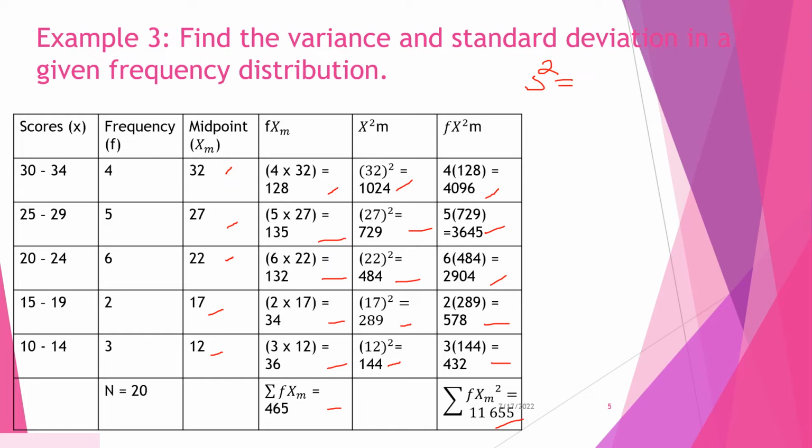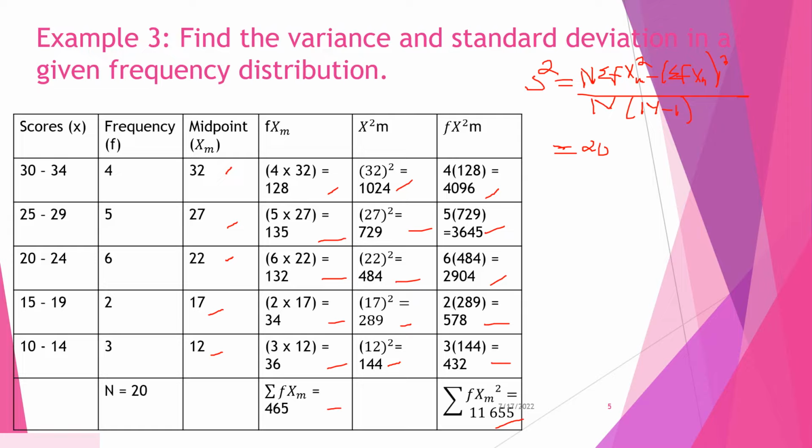To get the variance, go back to the formula. We have n times the sum of fm squared minus the sum of fm, squared, over n times n minus 1. The only difference here is that the small m refers to the midpoint. So the formula is the same; the difference is that we get x from the midpoint. Our n is 20.